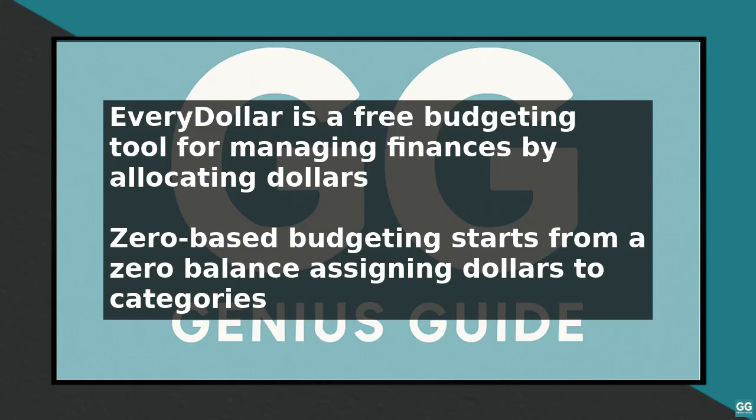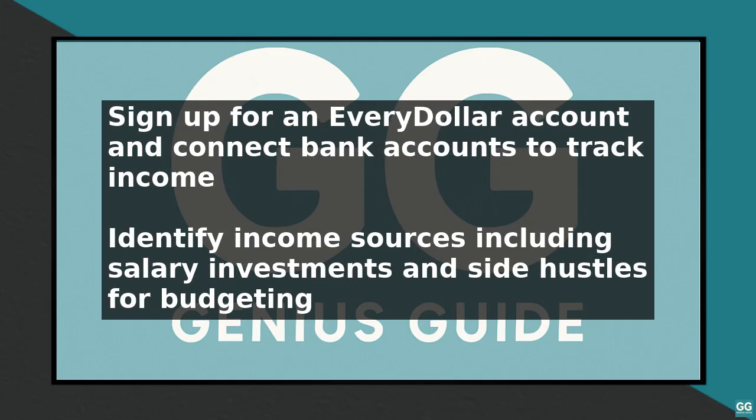To get started, sign up for an EveryDollar account and connect your bank accounts to track your income and expenses. Next, identify your income sources, including your salary, investments, and any side hustles. EveryDollar will then ask you to set up your budget categories, such as housing, transportation, food, and entertainment. Assign a dollar amount to each category based on your financial goals and priorities.